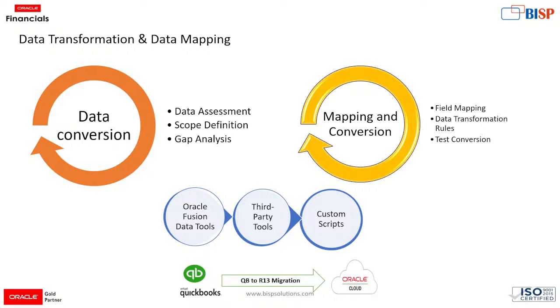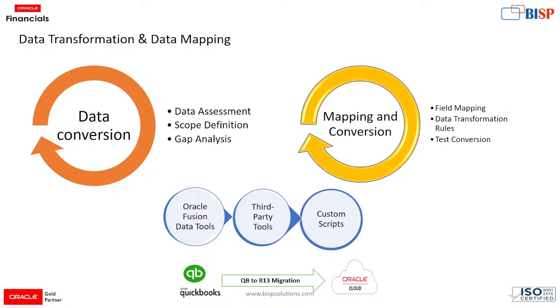So, data transformation and data mapping. Data conversion is essential when migrating from QuickBooks, that is the source system, to a new one, that is a target system, such as Oracle Fusion Financials. It involves transforming data into a format compatible with the target system. Here is how you can go about data conversion in Oracle Fusion Financials.